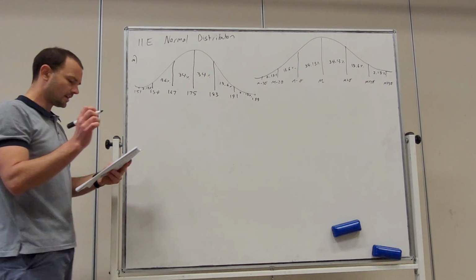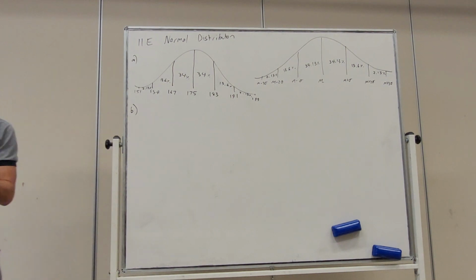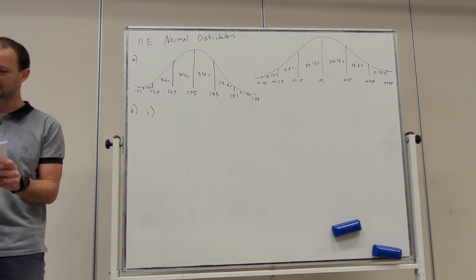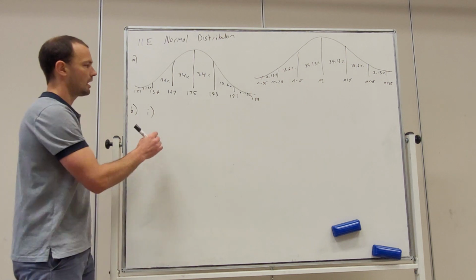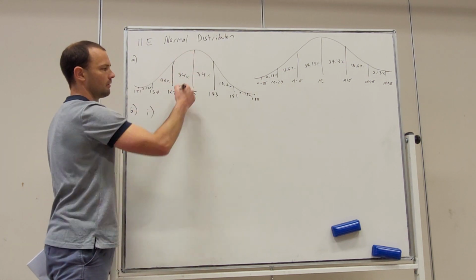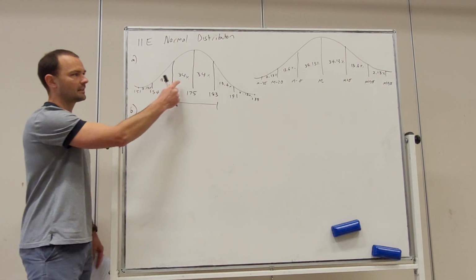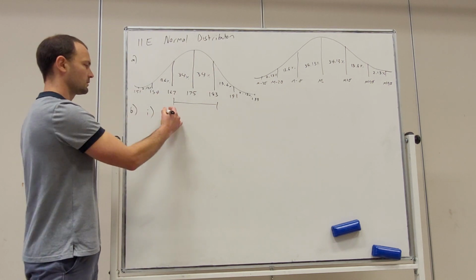Okay. Let's address some of these questions then. Part B. Determine the probability of a year 11 having a height that is, and the first one says, between 167 and 183 centimetres. So 167 to 183, that's this region here, from here to here. To calculate that probability, we're adding these percentages together. So it's going to be 64.26%.